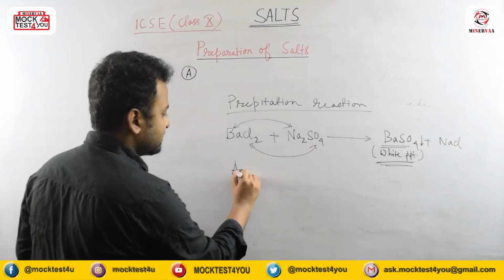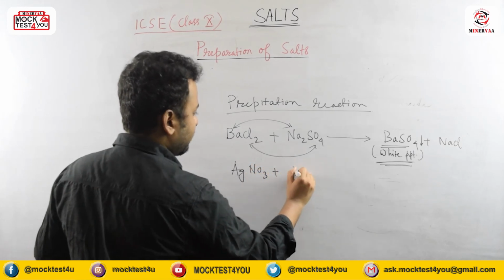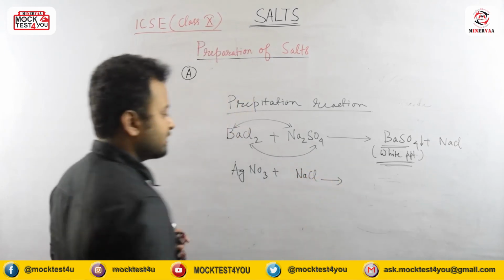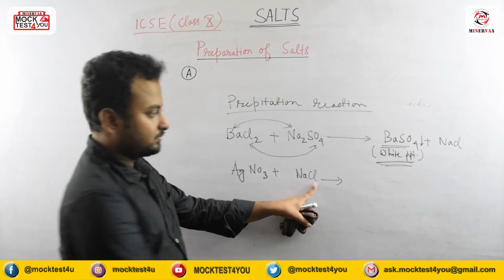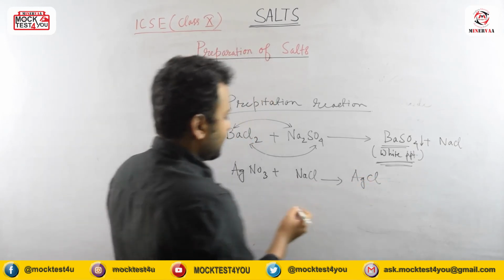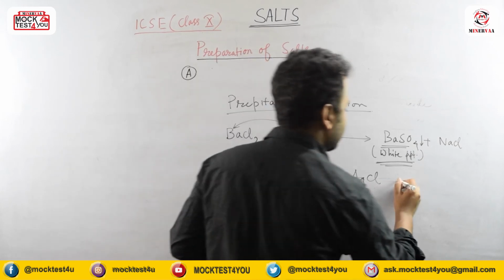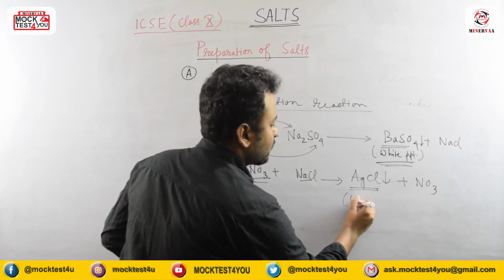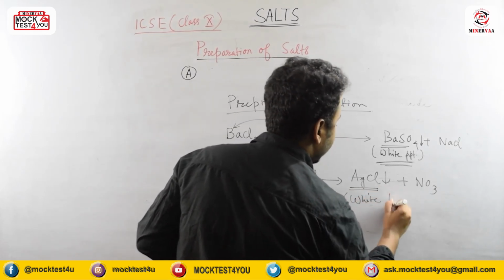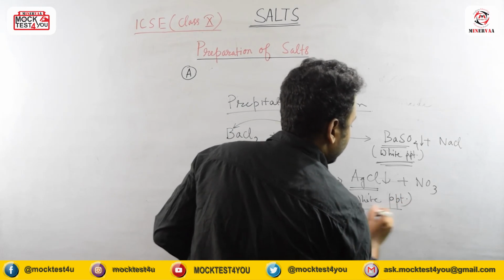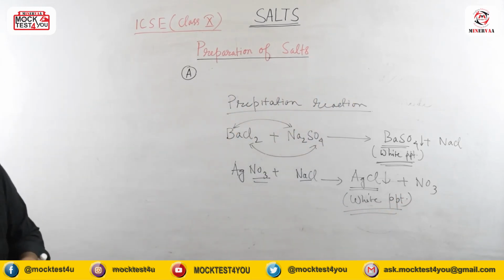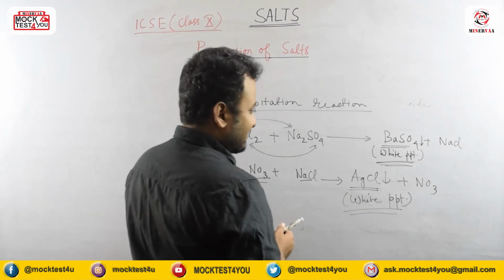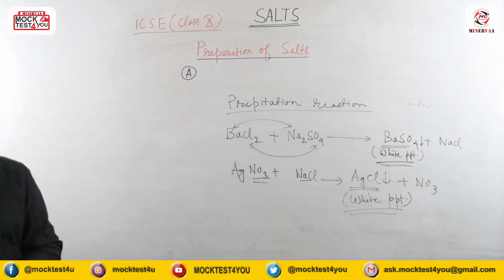Again, another type of reaction is AgNO3 plus NaCl. What will happen? This Ag will combine with Cl, and this Na will combine with NO3, and we will get another precipitate of AgCl, which is white in color, a white PPT. It is also a precipitate, and we are getting an insoluble salt, right? So this is how we can prepare soluble salts and insoluble salts.